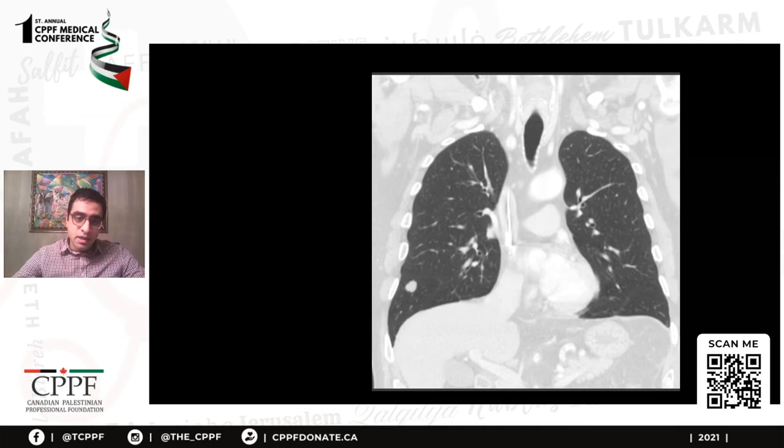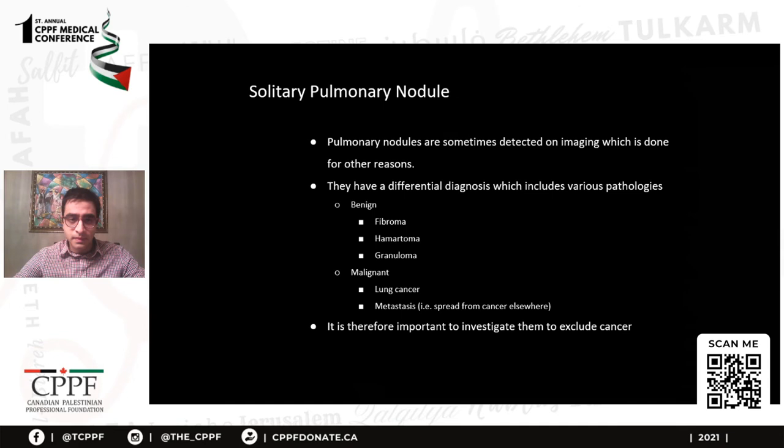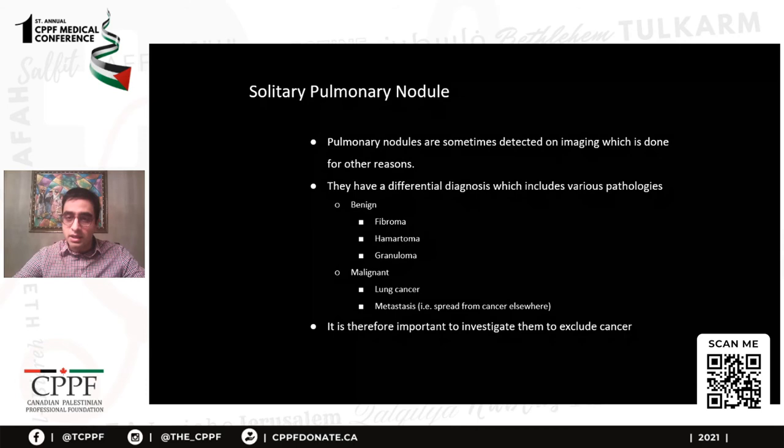So you do the CT and you find this. It confirms the presence of the nodule. We don't see other nodules. So this is a solitary pulmonary nodule. Sometimes we see it on imaging incidentally. There is a classic differential diagnosis for these, and it includes benign and malignant pathologies. So under benign, we would be considering granulomas, hamartomas, fibromas. Under malignant, we would be considering metastases, especially hematologic metastases, as well as lung cancer. It's important to investigate these nodules because of the risk that they might be malignant.